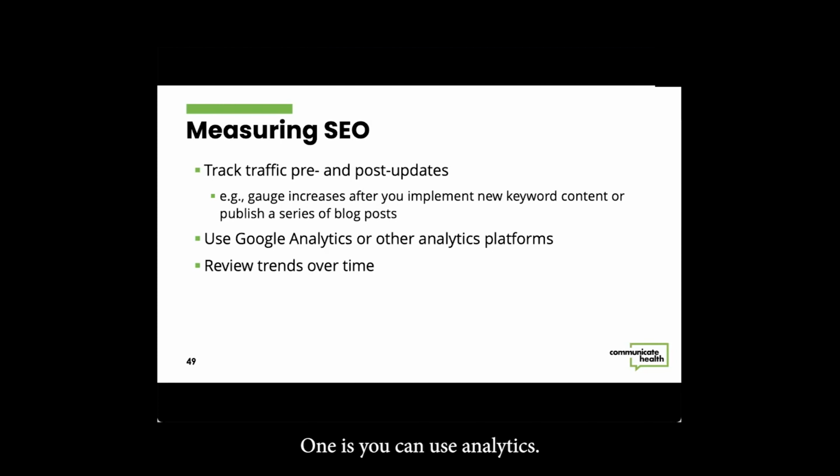One is you can use analytics. So you can use analytics to see if there's any changes in traffic. You can also do user testing. User testing won't tell you if your search position has changed, but user testing will tell you whether or not your content is more understandable and actionable. And I know we've been talking about Google Analytics. There are other analytics software and packages that you can use. For example, Adobe Analytics is a popular one as well.